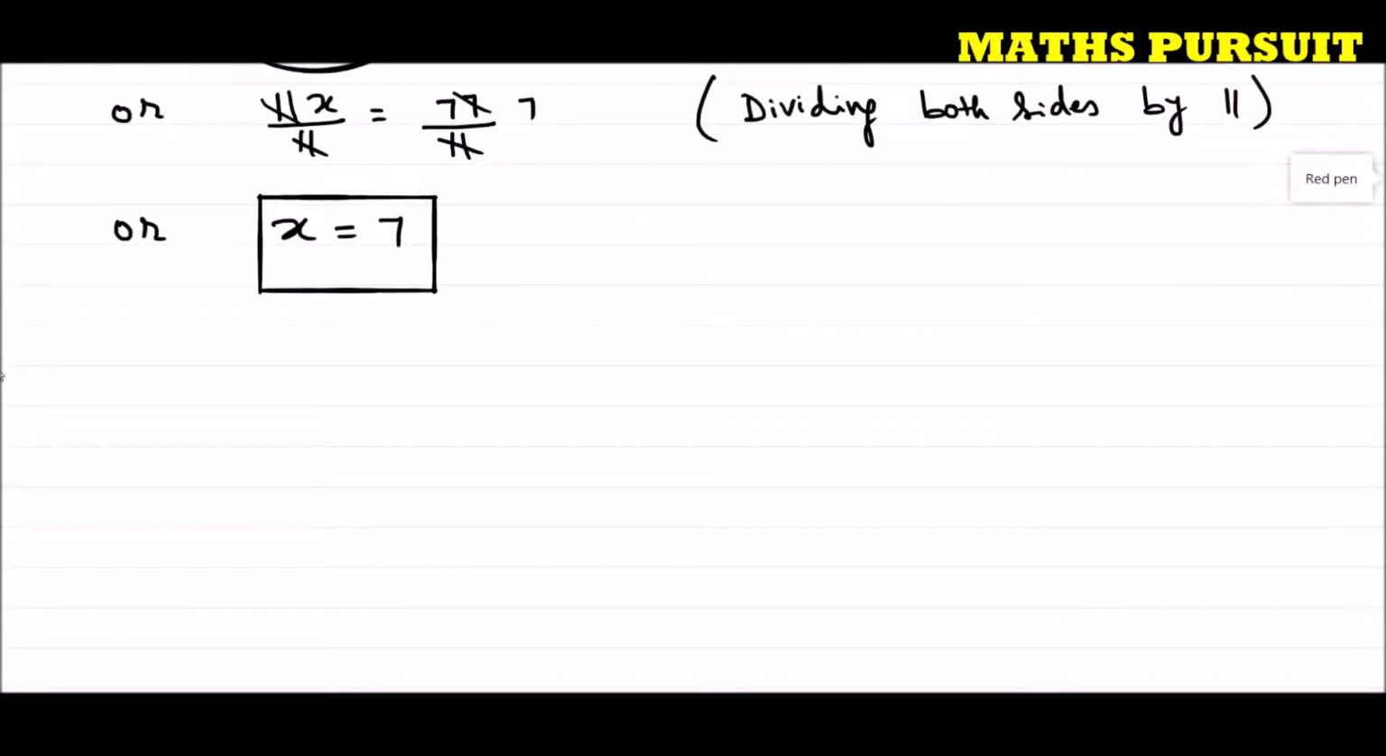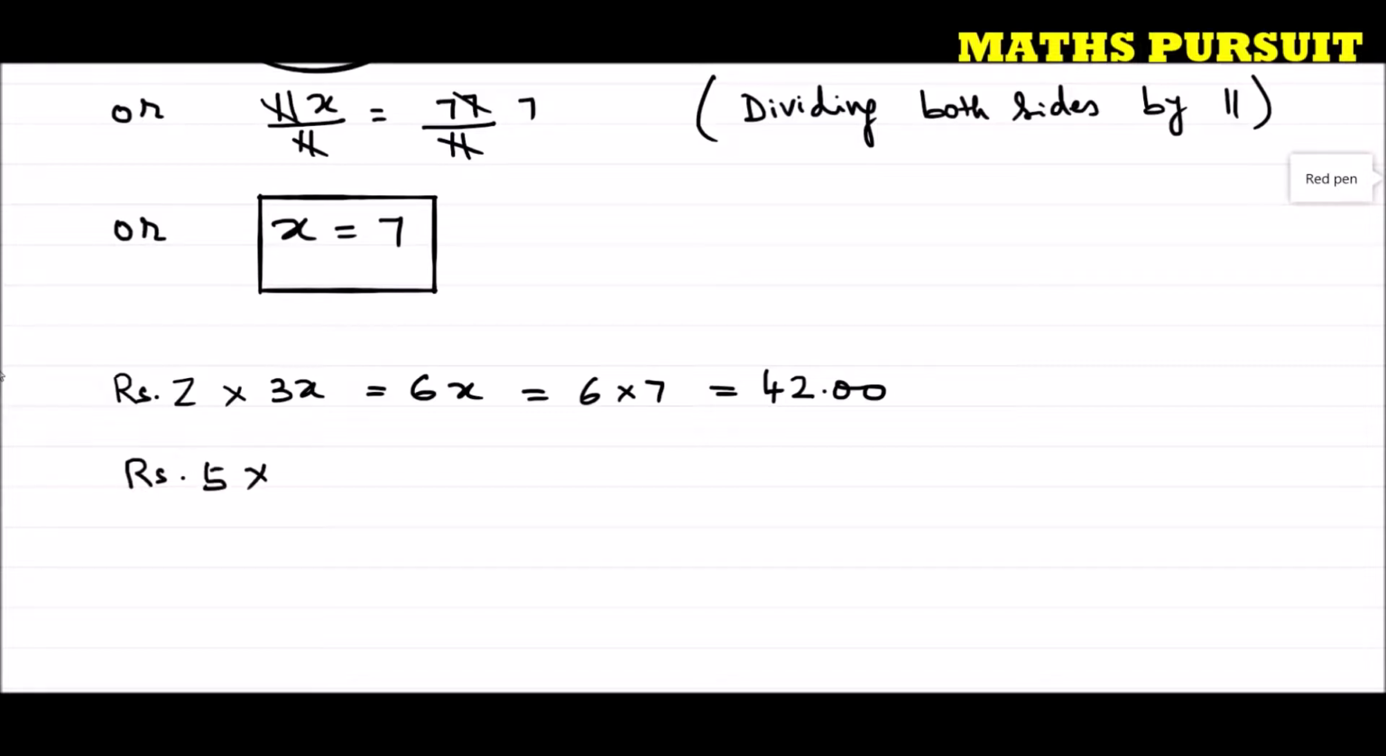So we considered rupees 2 into 3x, that is equal to 6x. Now that is equal to, I can write 6 into 7, just replacing the value of x with 7 that we got above. That is equal to 42. I got the amount as 42. Similarly, I can write 5 into x, that is equal to 5x, that is equal to 5 into 7, that is equal to 35. So the total amount we got is 77. That means our answer is correct. The value of x that we got is correct.